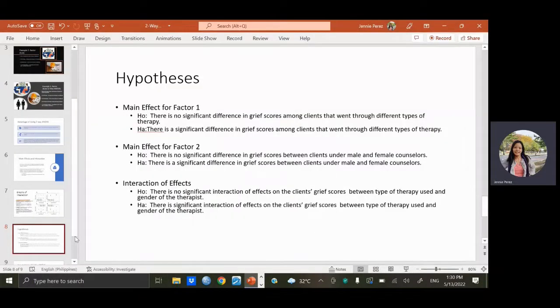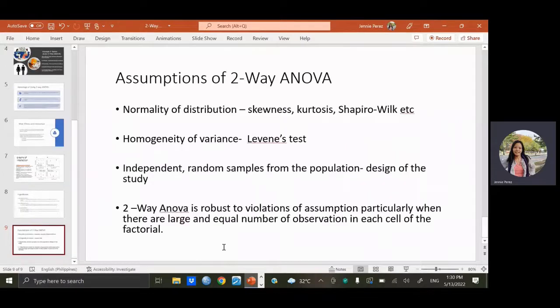0.05. The assumptions of two-way ANOVA are the same as those of the one-way ANOVA. So we have normality of distribution. This one we can check by looking at the skewness and kurtosis and even testing like Shapiro-Wilk. Then we also have another assumption, the homogeneity of variance. This one you can check through Levene's test.